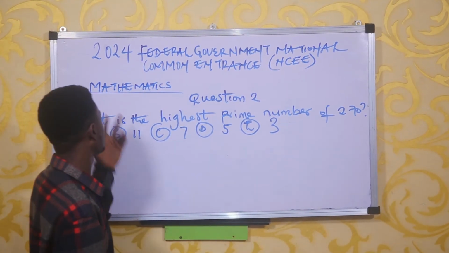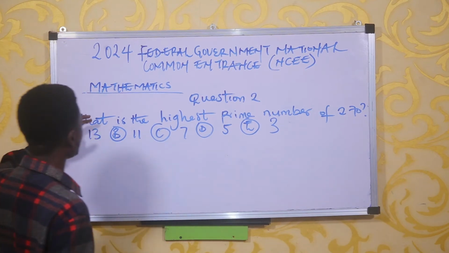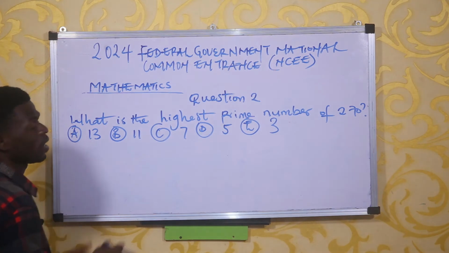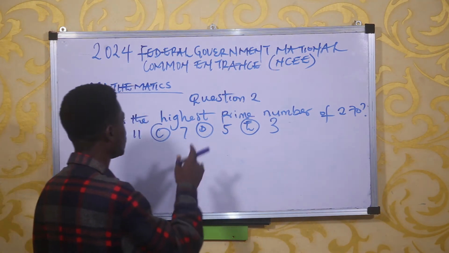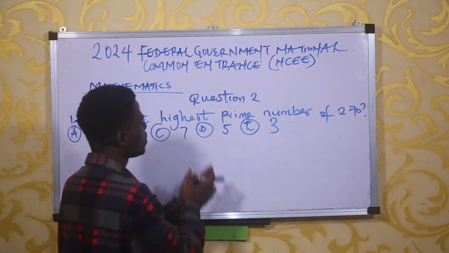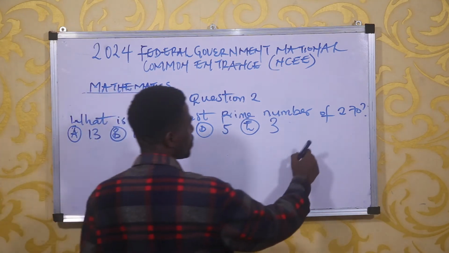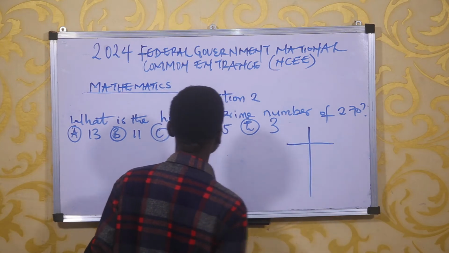Question 2 says: what is the highest prime number of 270? From the options, we have option A is 13, option B is 11, option C is 7, D is 5, and option E is 3. So let us go. Let us find the highest prime number.